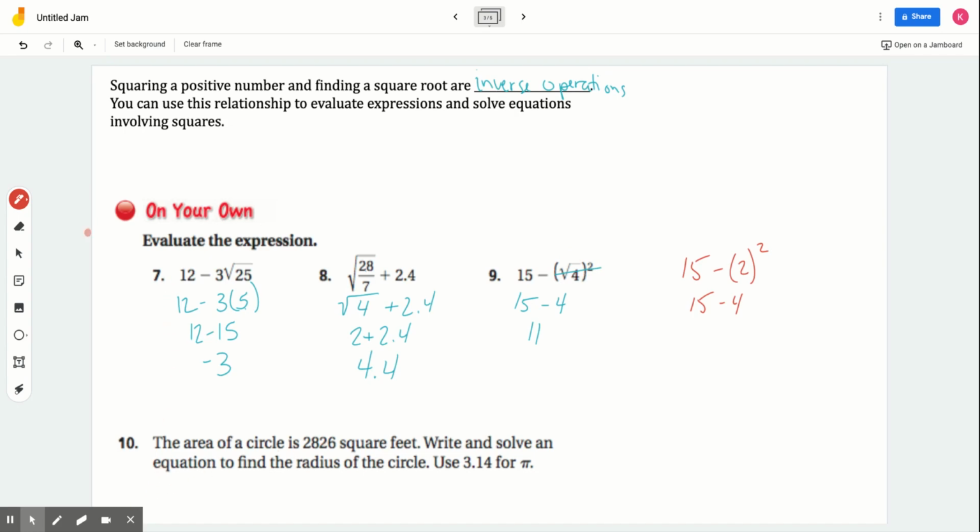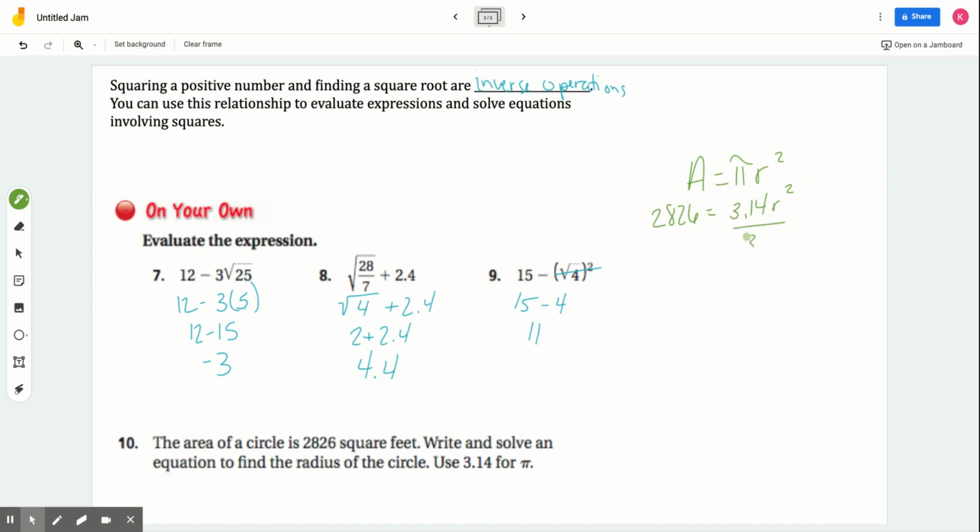Now on number 10, the area of a circle is 2,826 square feet. Write and solve an equation to find the radius of the circle. If you remember back to earlier in the year, we know that the area of the circle is equal to pi times radius squared. Here we're told to use 3.14 for pi. The area we're given is 2,826. Now we need to solve for r.